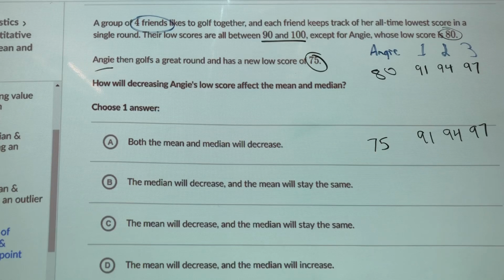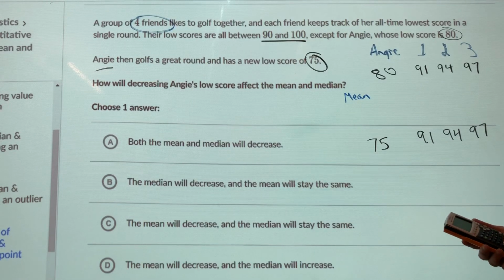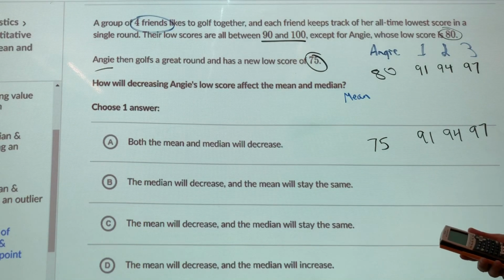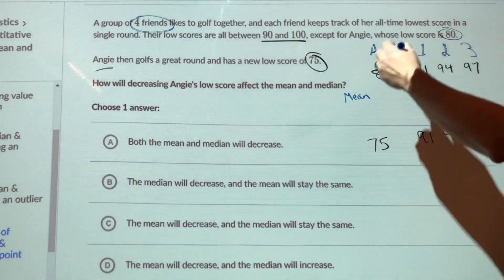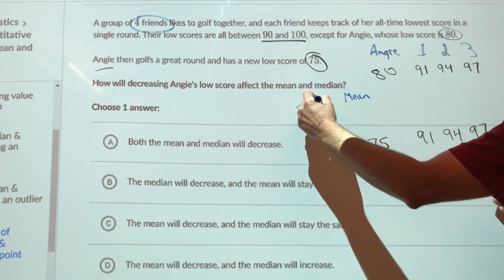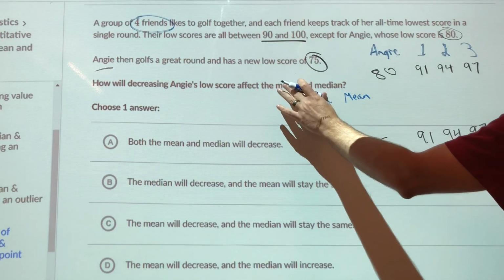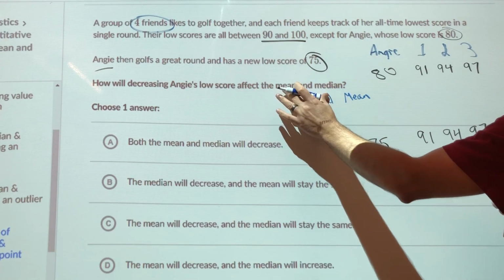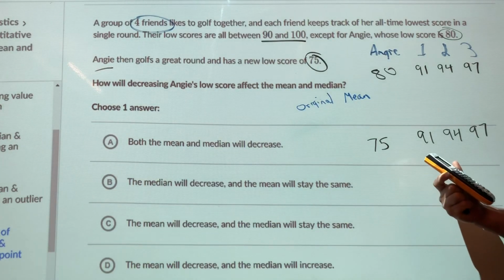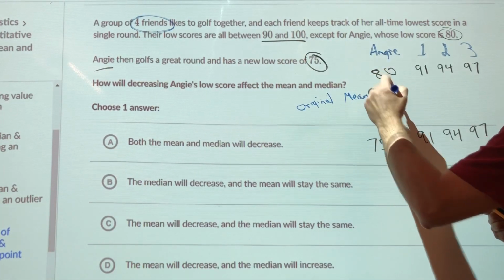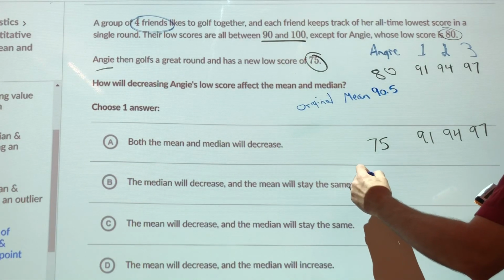In order to find the mean, I need to add them all up and divide by 4. So we're going to get the mean of the original data. And the original data is 80, 91, 94, 97. Divide that by 4. And the mean of the original is 90.5. And then this is the new mean.